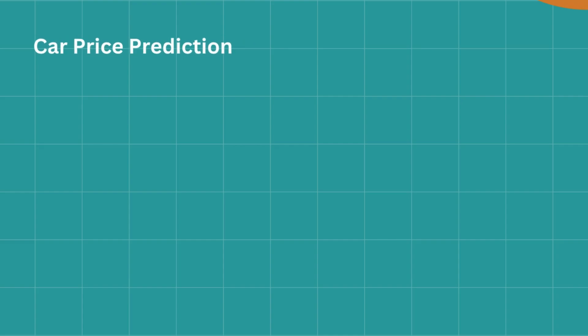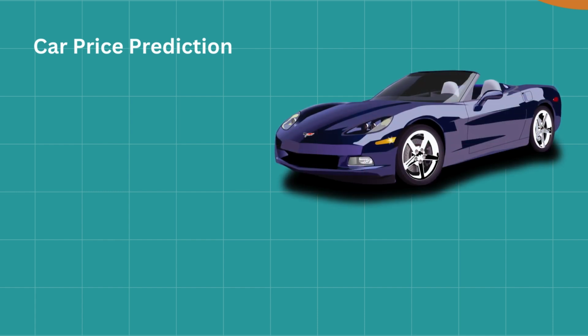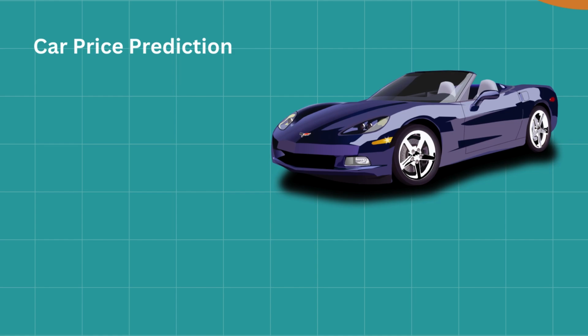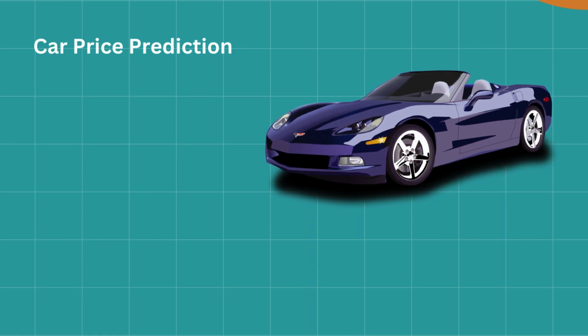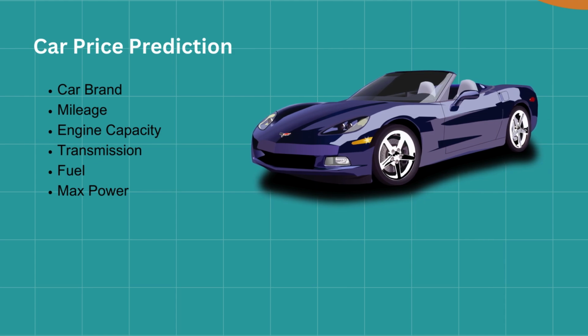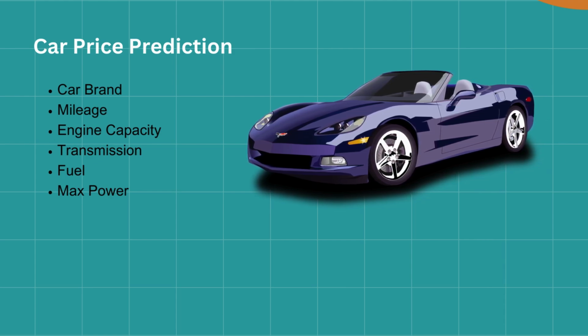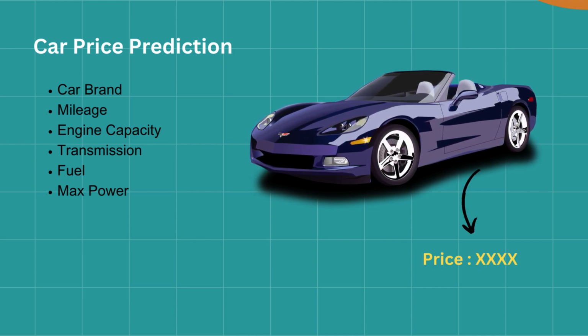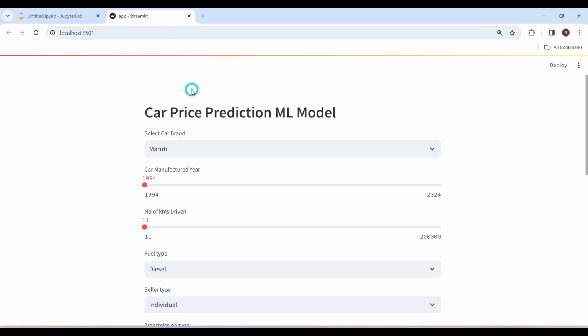In this video, we are going to build a machine learning model which is going to predict the used car prices based upon the car's features. The car's features are like the brand of the car, the mileage of the car, engine capacity, maximum power, seat capacity, and transmission type. By considering all these input features from the users, our machine learning model is going to predict the used car prices. So without wasting further time, let's see the demo first.